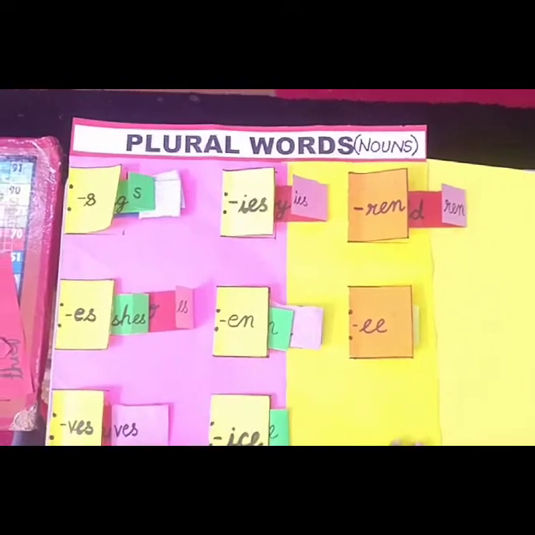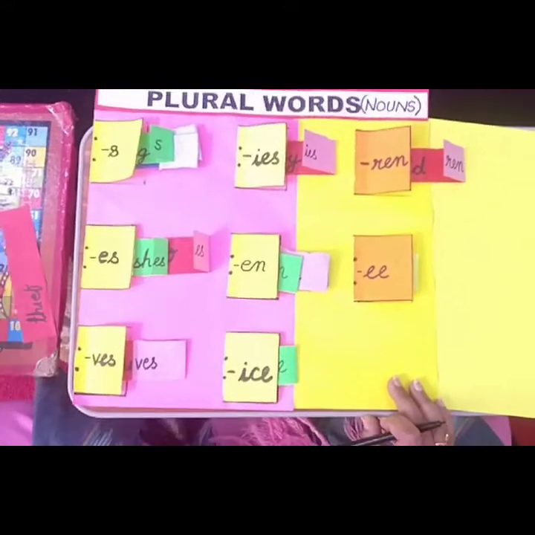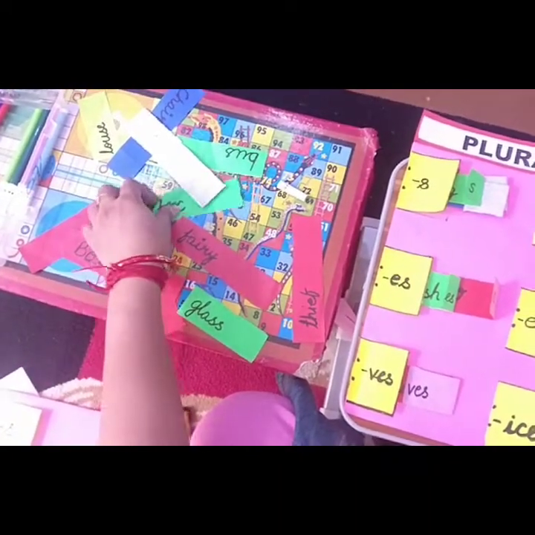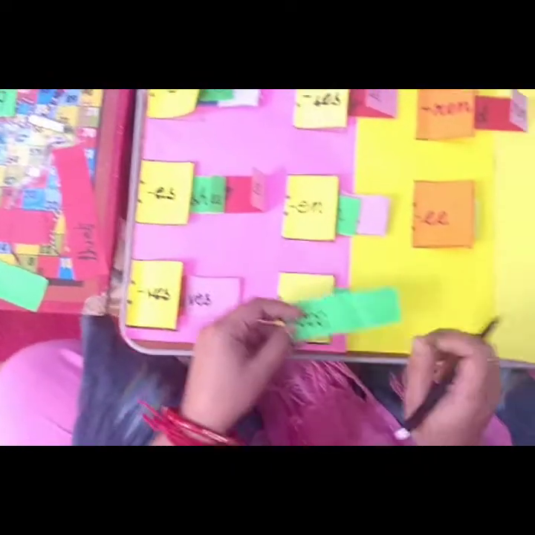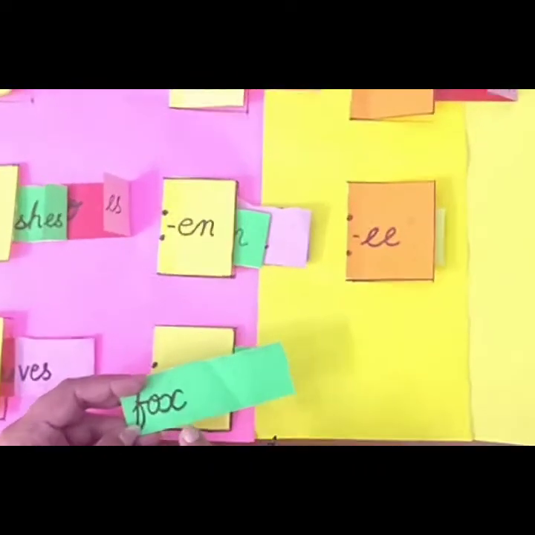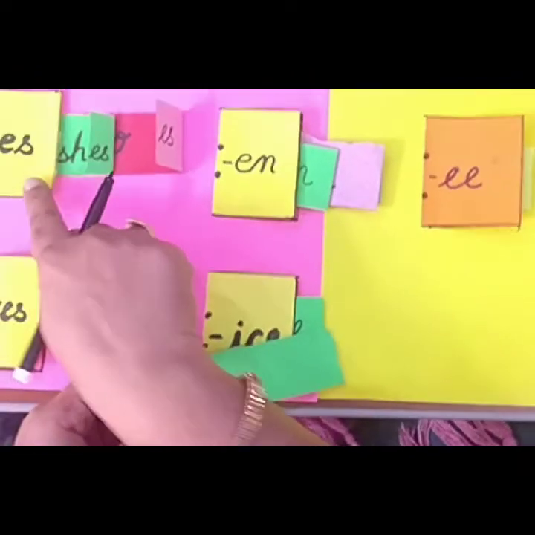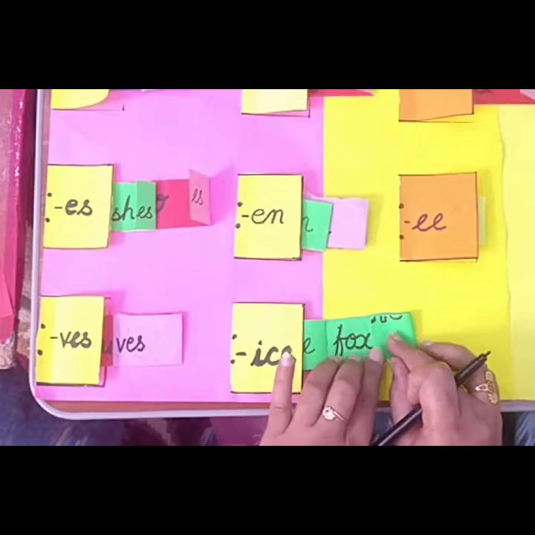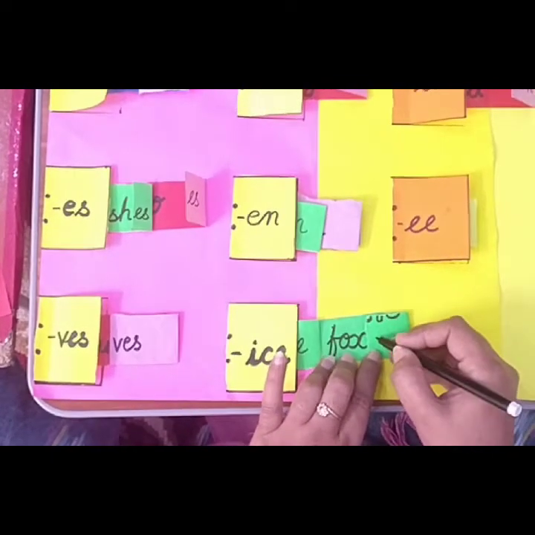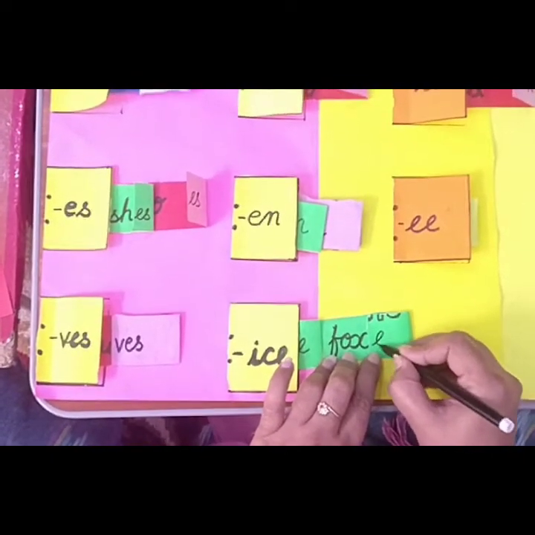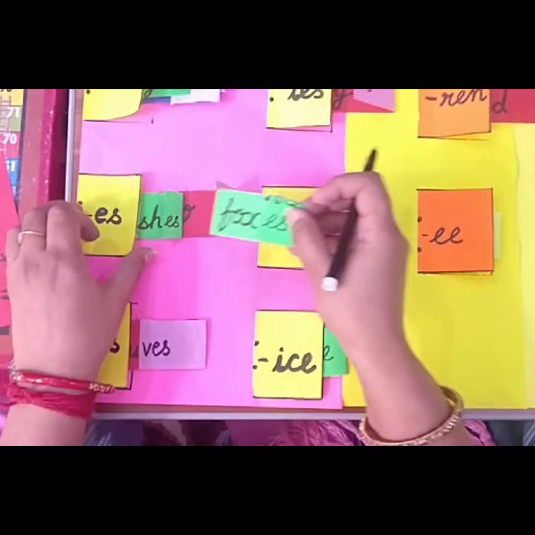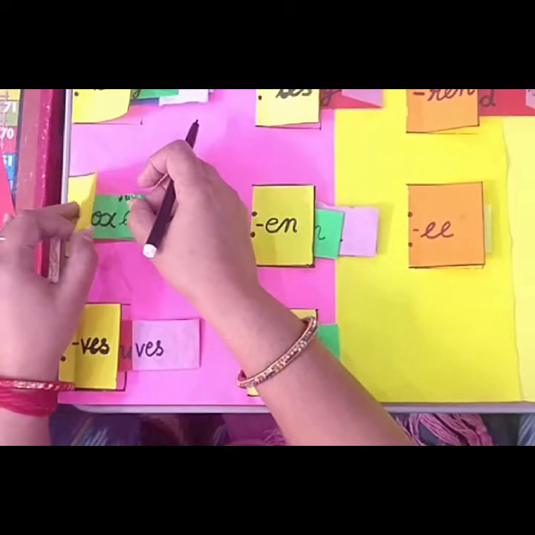Likewise I have a number of words here, right? So let's take another example. Suppose I have the word fox. Whenever the word ends with X, we add the suffix es. So fox will become foxes. So I will fold the chit like this, write the word, and write the suffix es. Fox will become foxes. So I will place this chit under the book cover es.